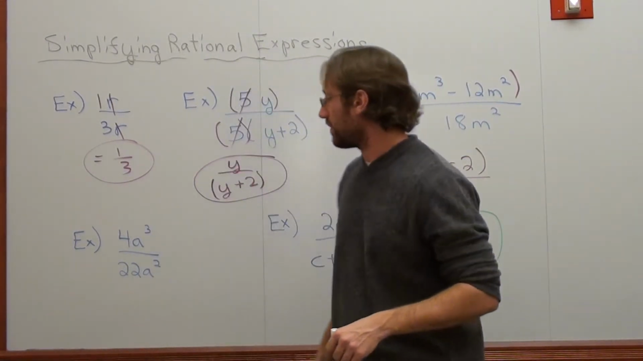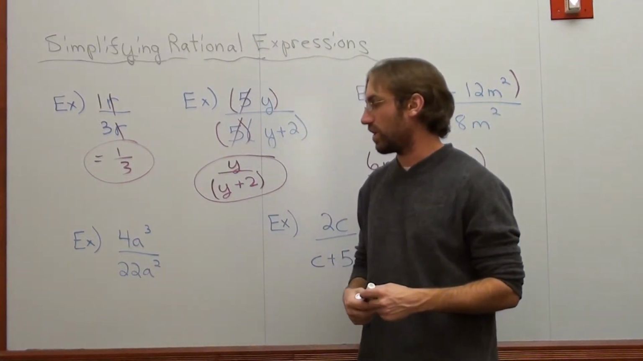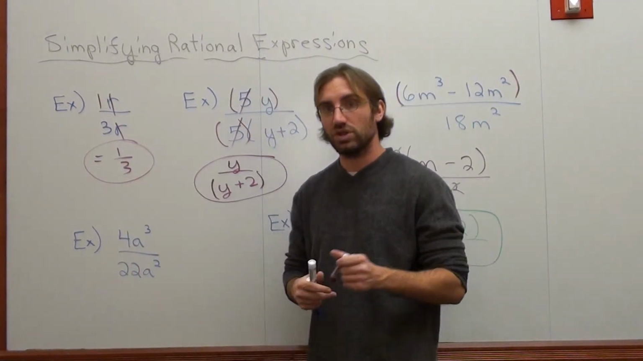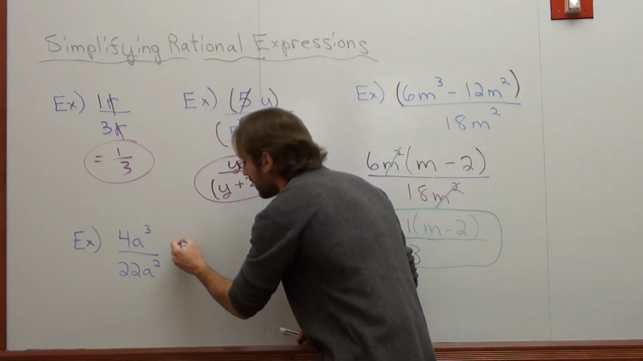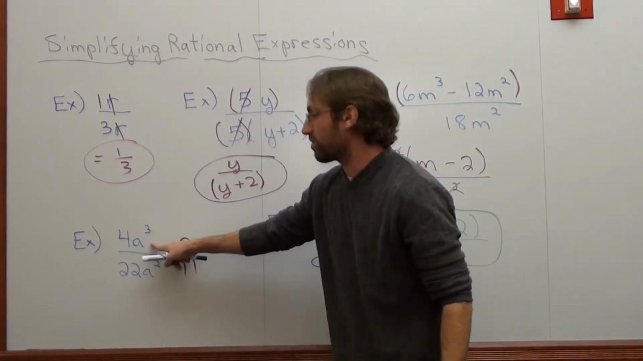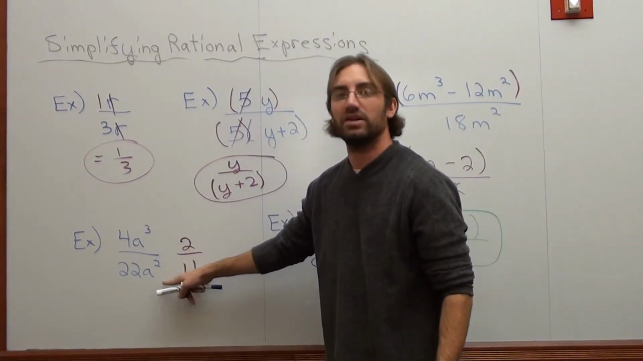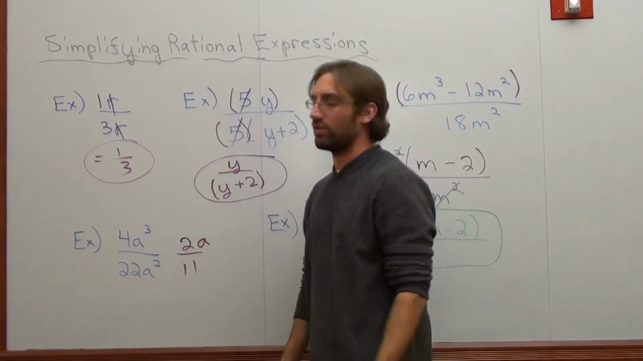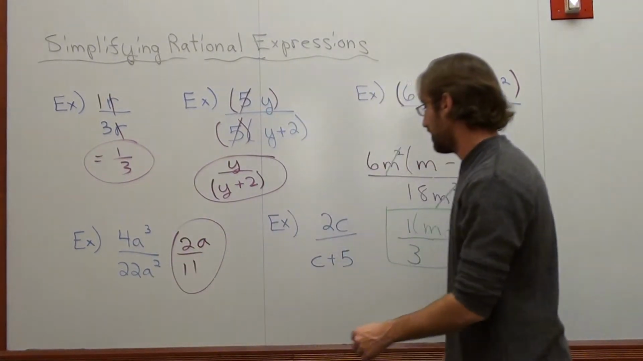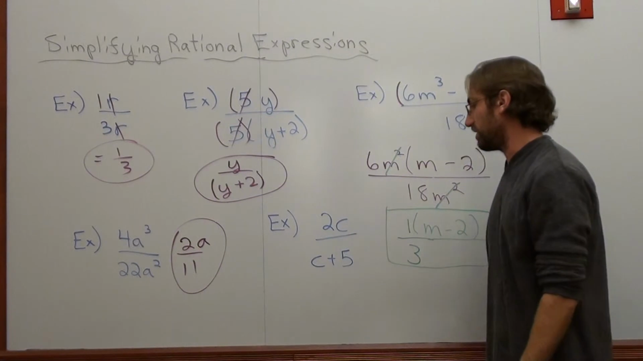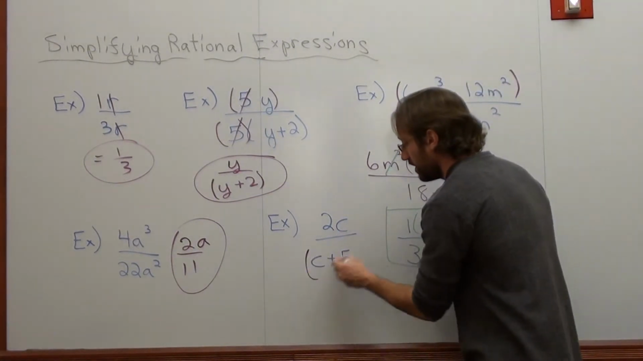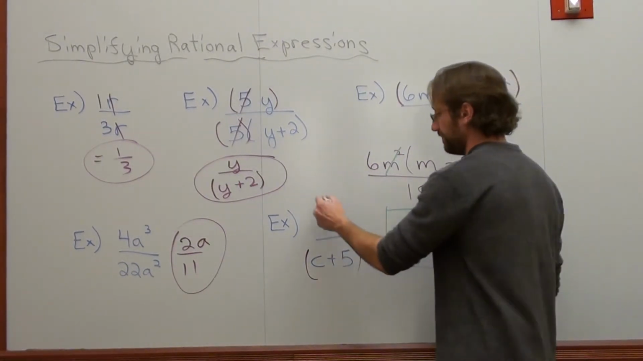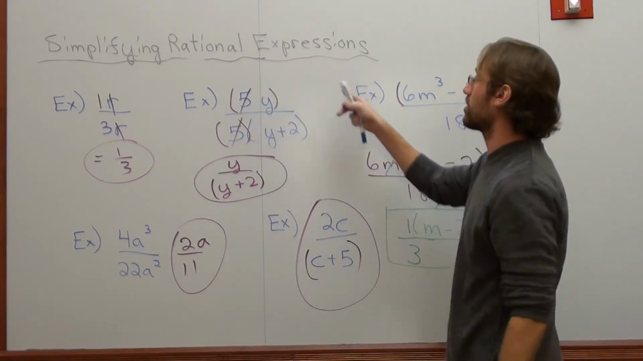Okay, moving on. Next one, I've got 4a cubed divided by 22a squared. It's one term divided by one term, so it's legal. What does 4 over 22 reduce to? It's 2 over 11. And I have 3 a's in the numerator and I have 2 a's in the denominator. So that means I have an extra one on the top. 2a over 11. Next one. 2c or not 2c. That's a really bad joke. That's one term. That's two terms. I can't factor. It's done. It's actually already solved for. Nothing I can do.